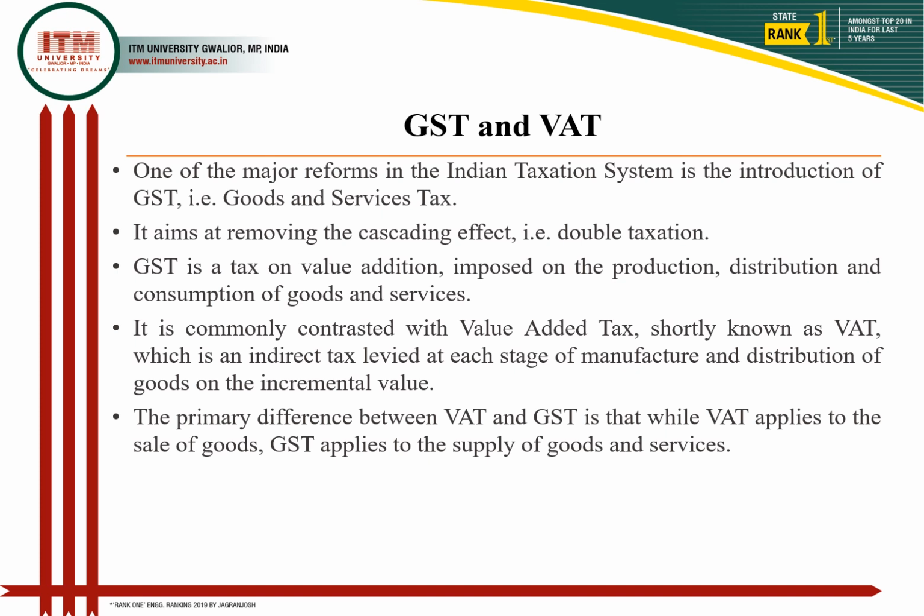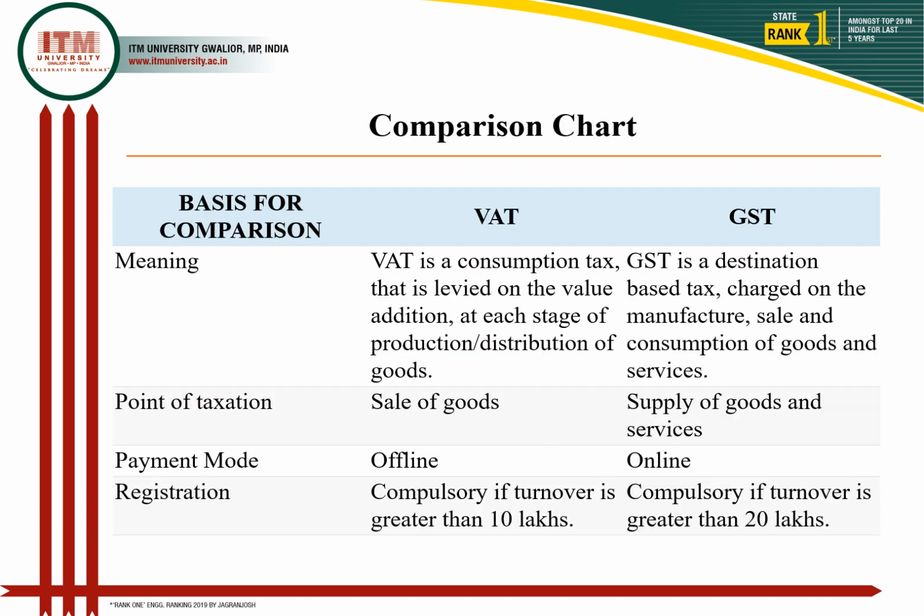GST includes the goods as well as the services aspects, while VAT was only over the sales of goods, right? GST includes not only the sales, but also the supply of goods as well as the supply of services. So it is a better taxation system in comparison to VAT. So how can we compare between them? VAT is a consumption tax, right?